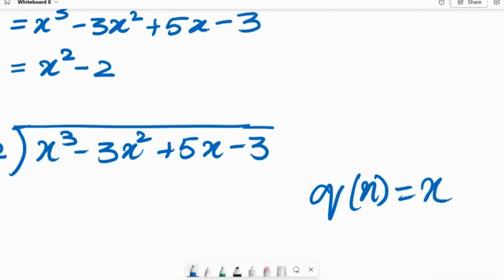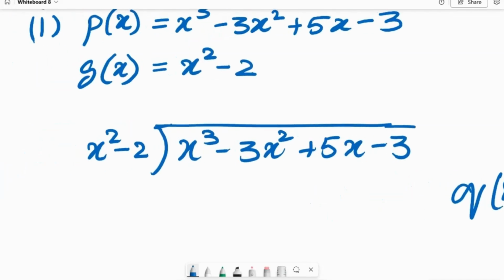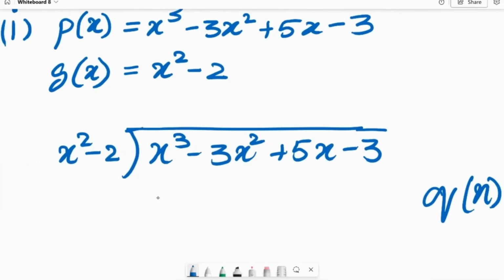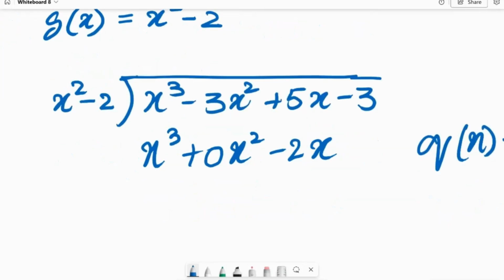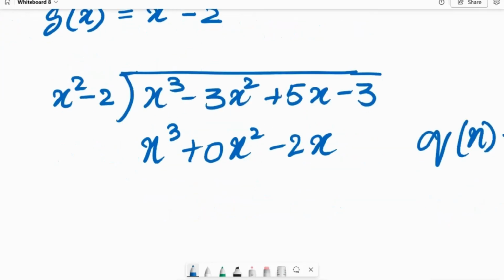So we multiply x with all terms of g of x. So we have x into x square is x cube. Next, minus 2 into x is minus 2x. Let's write it here below 5x. And since there is no x square term, let's replace it with 0 x square. So after writing 3 into 3 equal to 9, we change the sign from plus 9 to minus 9 to subtract it. In the same way here, we change the signs. So we have plus x cube is replaced with minus x cube, and 0x square plus will be minus, and minus 2x will be plus 2x.